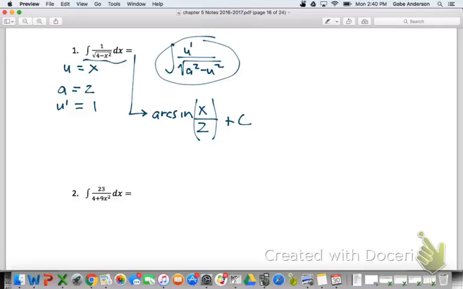Okay, number 2. Timmy did something. Well, I see the 23. Honestly, if you've got a constant multiple like that, regardless of what we're dealing with, that needs to get out, right? So I'm going to get that out of there first. So it's going to be 23 integral of 1 over 4 plus 9x squared. And we'll start there, right? Get the constant multiples out, and then we'll deal with the rest.